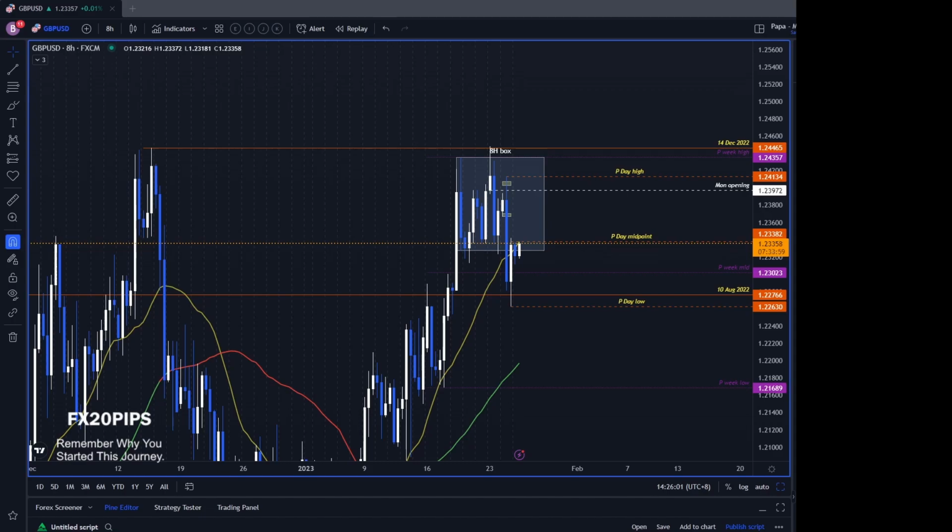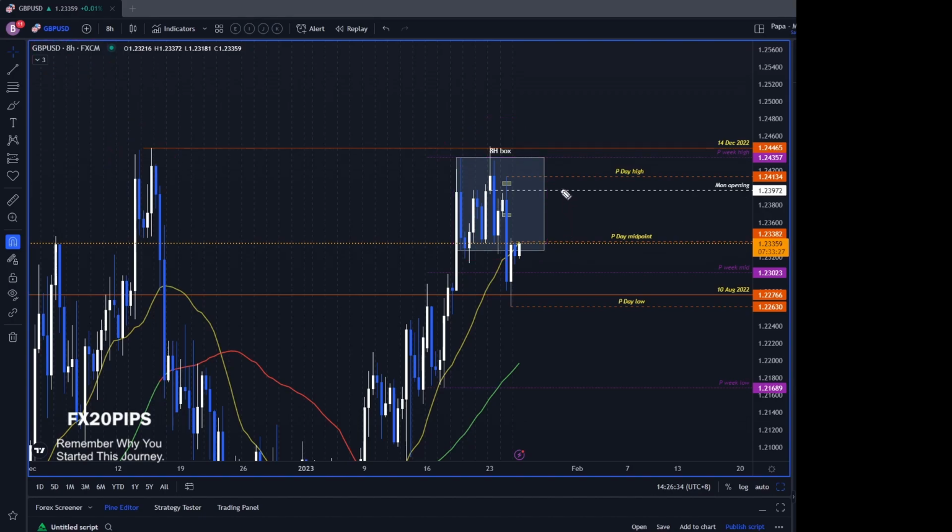Today is 25th of January, 2:26 p.m. GMT plus 8, my time. Currently we are looking at the GBPUSD 8-hour chart. Just a brief reminder, double top. And this is the past week and the current one.